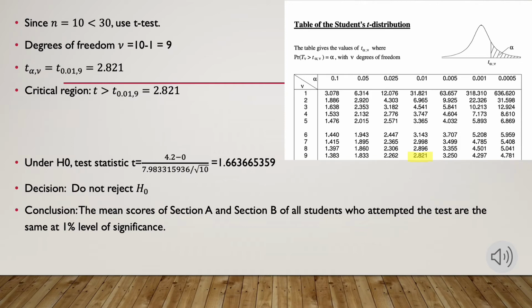To conclude, the mean scores of Section A and Section B of all students who attempt the test are the same at 1% level of significance.